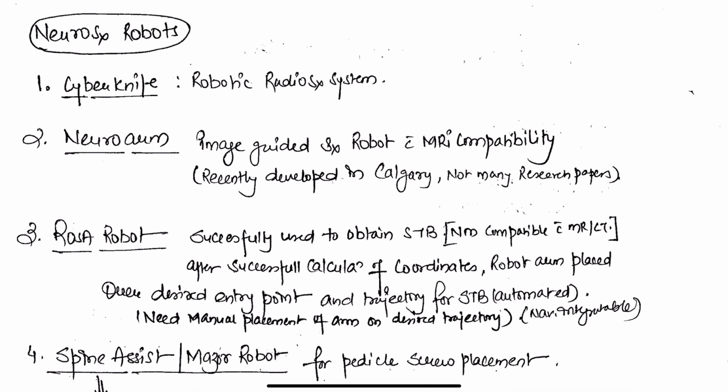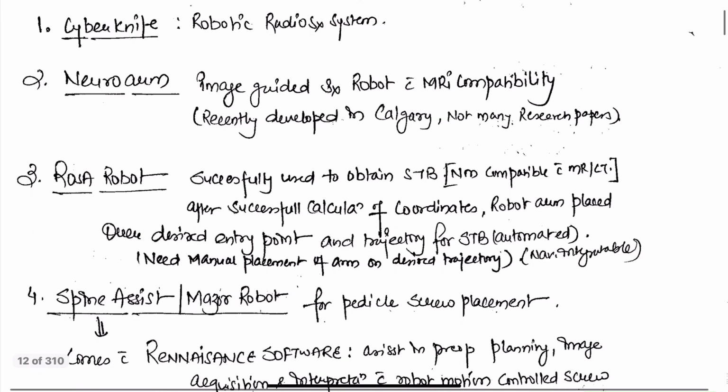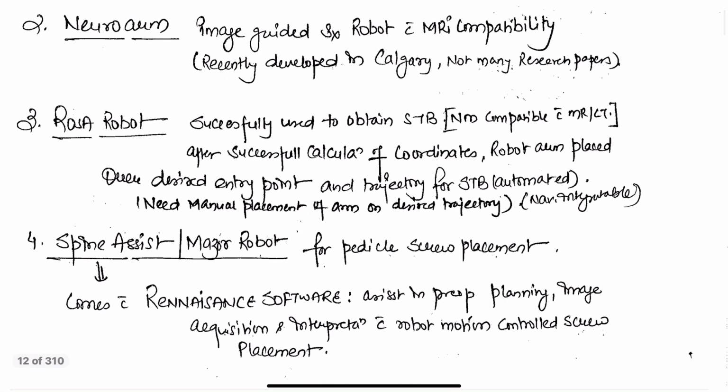Other than that, you have our NeuroArm. NeuroArm is an image-guided surgical robot with MRI compatibility. In this, we still don't know how effective it is. And then we have our famous ROSA. ROSA is successfully used to obtain stereotactic biopsy. After successful calculation of the coordinates, a robotic arm is placed over the desired entry points and the trajectory of the stereotactic biopsy is automated. Now we have to get the robot and place it on the trajectory. That is the main problem with it. Anyway, docking is done by the assistants who are there in the OR.